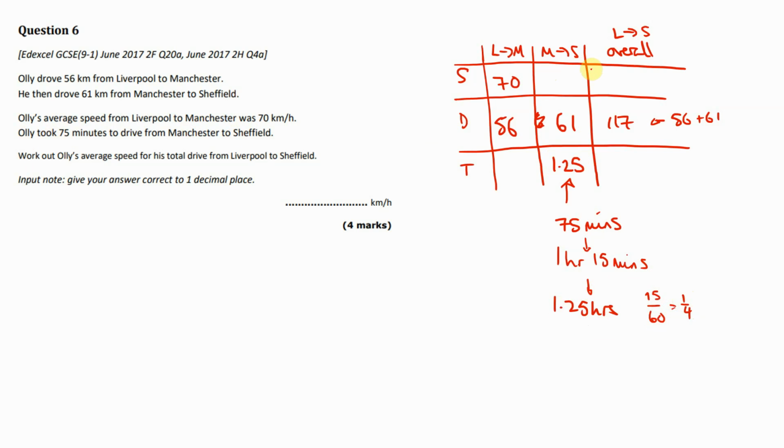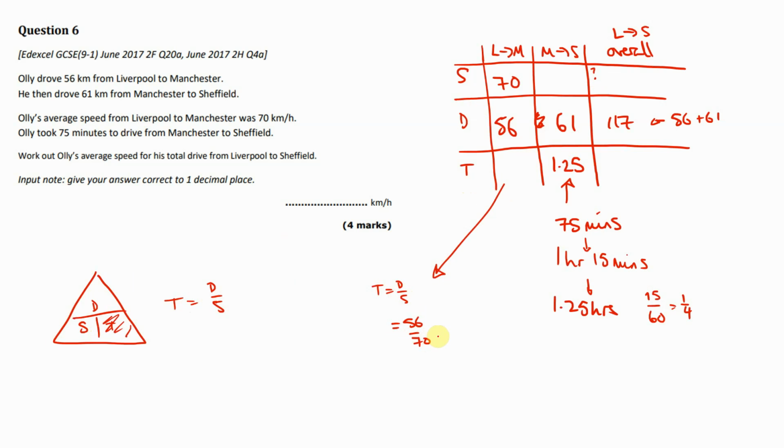Where we want to find out, well, what's his average speed from Liverpool to Sheffield, which is his overall. So we can find this. So let's draw a triangle. Speed, distance, time. Well, if we're trying to find the time, time equals distance over speed. That's going to be 56 over 70. So that's going to be 0.8. So it took him 0.8 hours.